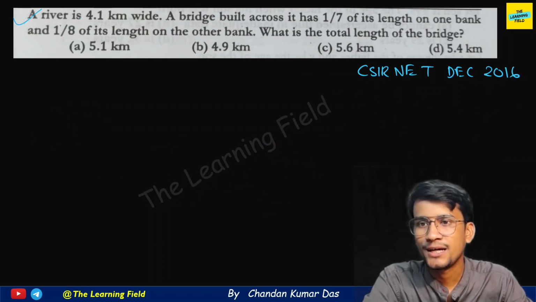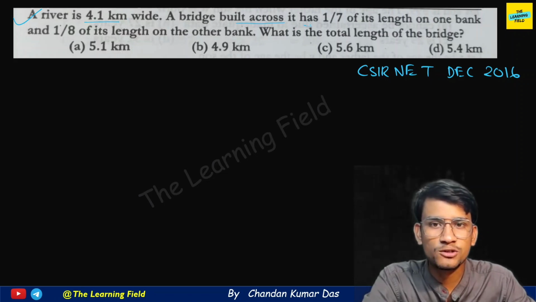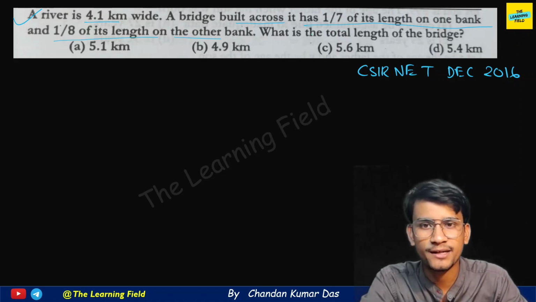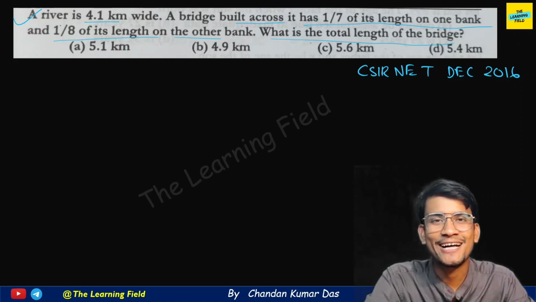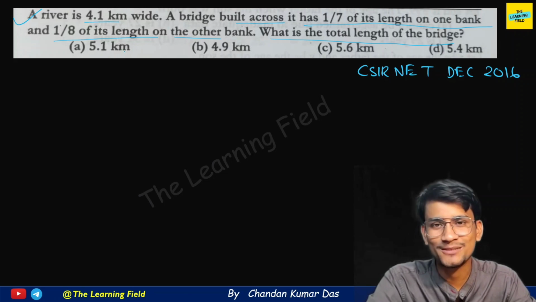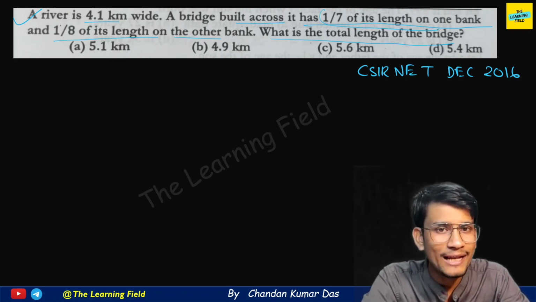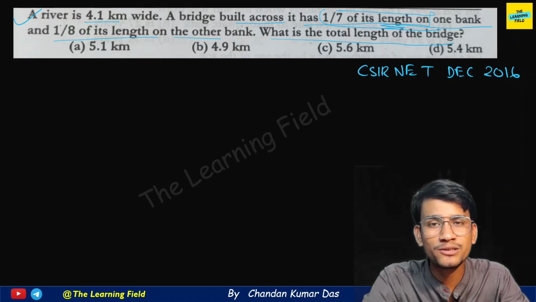It says that a river is 4.1 kilometers wide, and a bridge built across it has 1/7 of its length on one bank, and 1/10 of its length on another bank. What is the total length of the bridge? So we can apply the one-line answer to this problem again, because it says 1/7 of the total length. This "of its length" is very important. If this 1/7 of the total length is not given, then we cannot apply this.